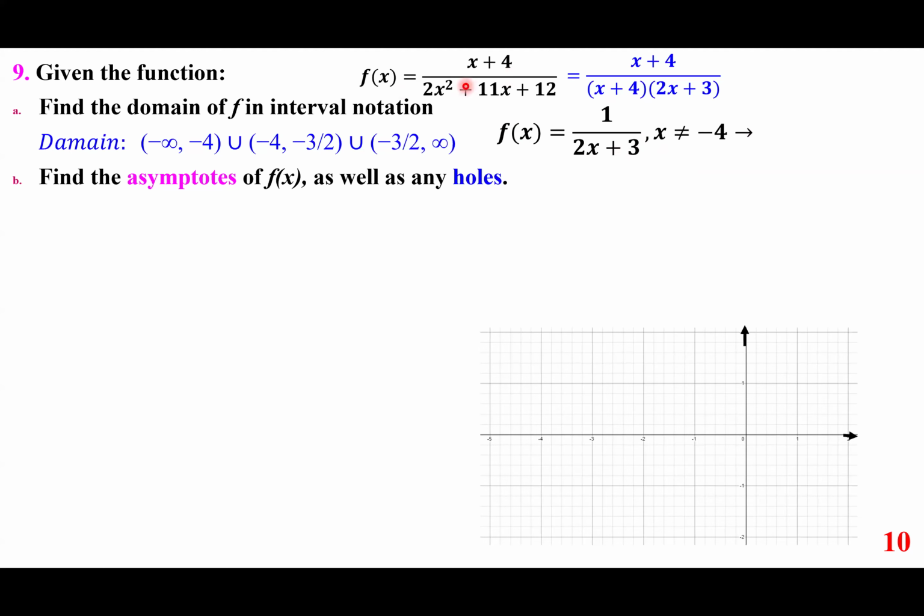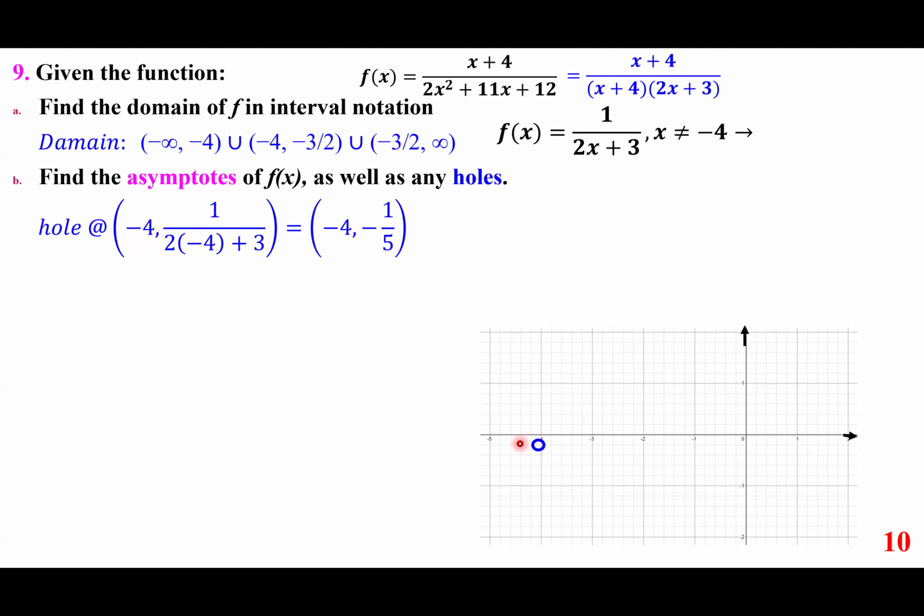Where do you find the hole? Put negative 4. 2 times negative 4, negative 8, plus 3, negative 5. 1 over negative 5, which means negative 4 comma negative 1/5. That is the location of the hole. So 4 to the left and 1/5 down. So this may not be exact, but that's roughly where you find it.